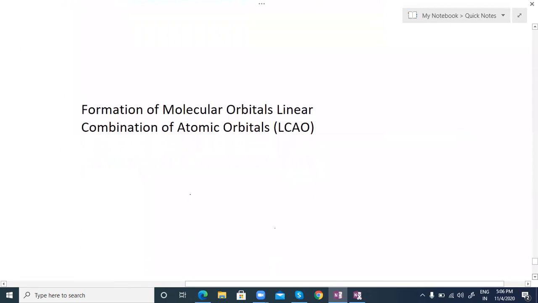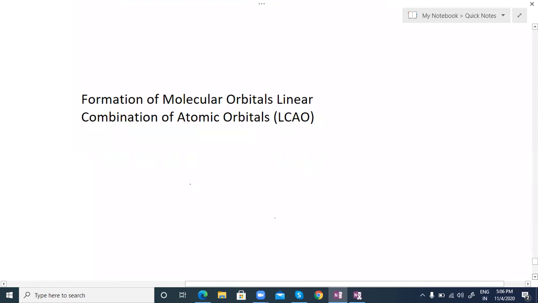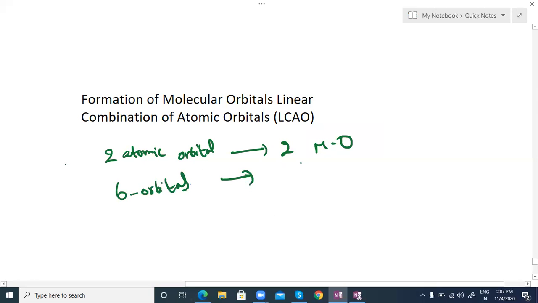Formation of molecular orbitals by linear combination. For example, I am discussing here. Suppose two atomic orbitals participate to form molecular orbitals, we will get two molecular orbitals. If 6 orbitals participate, you'll get 6 molecular orbitals.